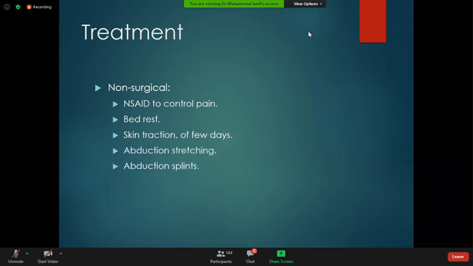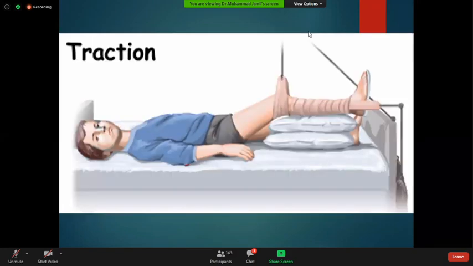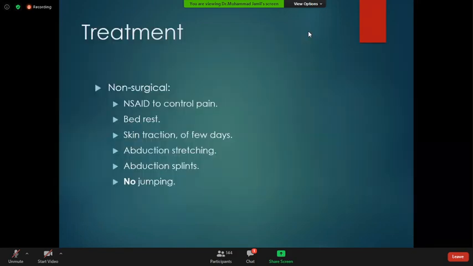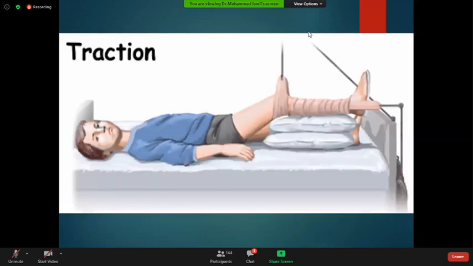Abduction stretching, abduction splints, and no joint. Okay, this is the abduction. Important non-surgical treatment is very important. This is the skin friction. Just skin friction. The legs are abducted, and this is the foot friction. The flat patient is balanced.